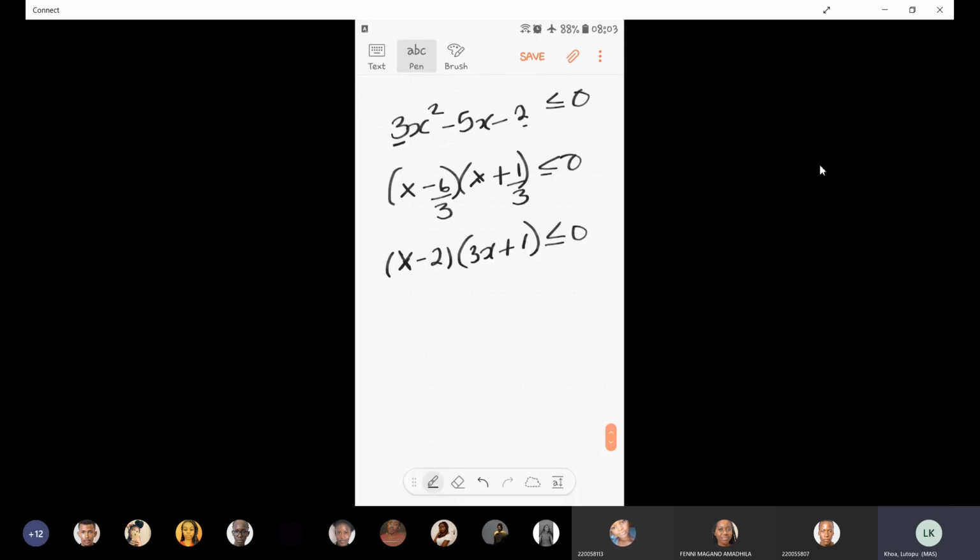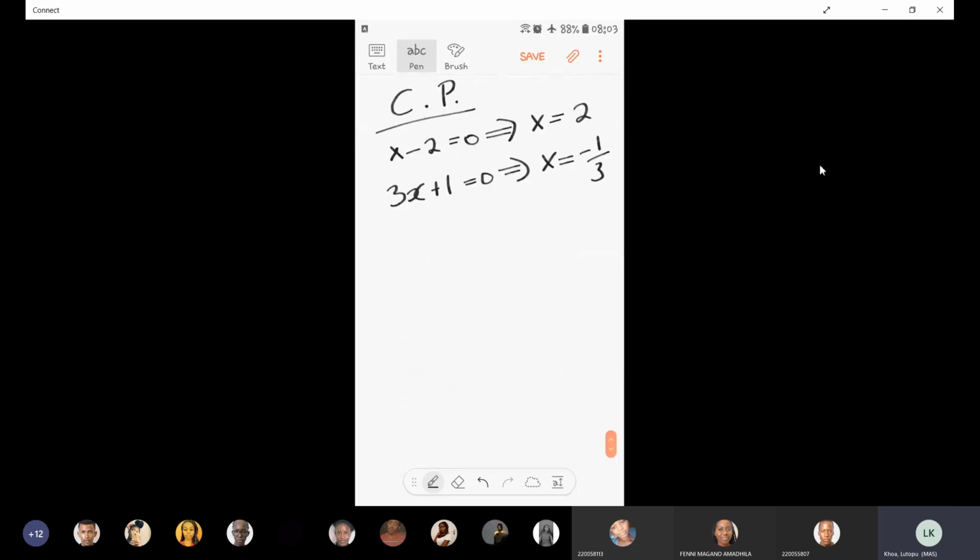Then find our critical points. The first factor, x minus 2, is equal to 0. This means that x is equal to 2. The second factor is equal to 0. This means that x is equal to minus 1 over 3. Now that you have your two critical points, they divide the number line into 3 regions. So you place them: I have negative a third, and then I have 2.